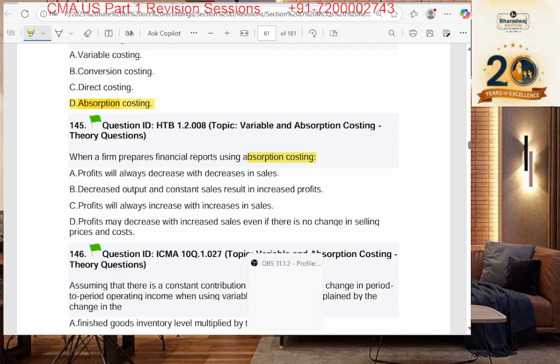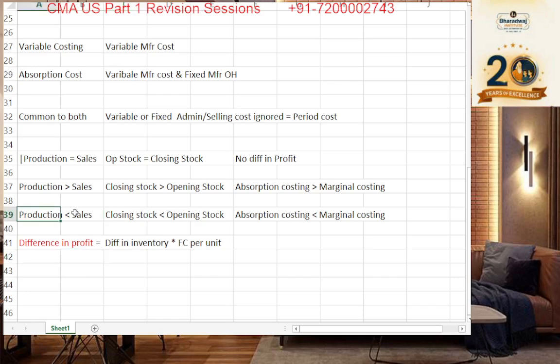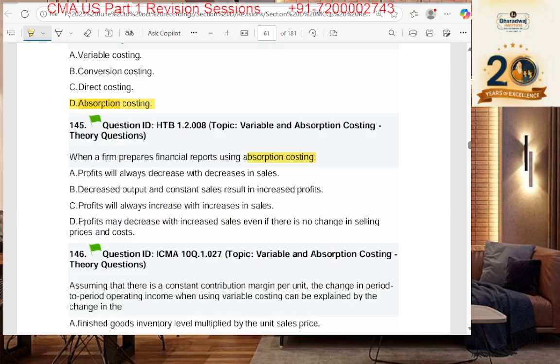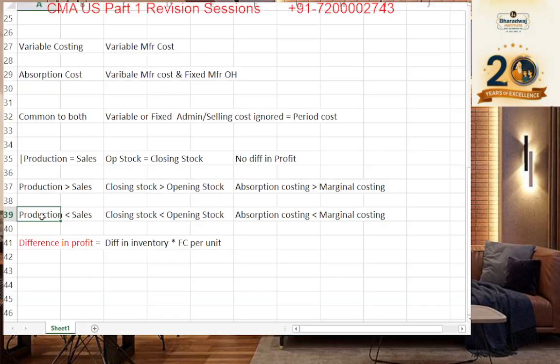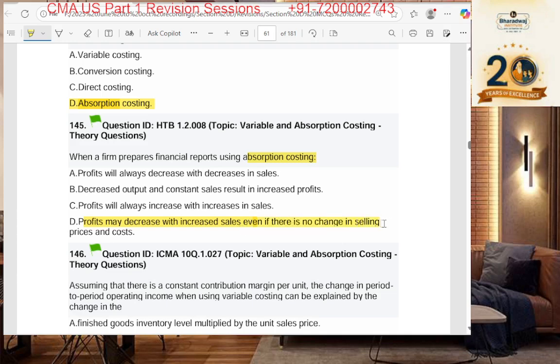Yes, sir. D, sir. Profit may decrease with increased sales. Simple. When production is greater than sales, absorption costing will show more profit. When sales is higher than production, what happens? Absorption costing shows lesser profits.